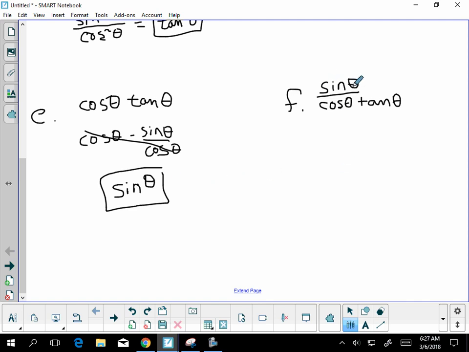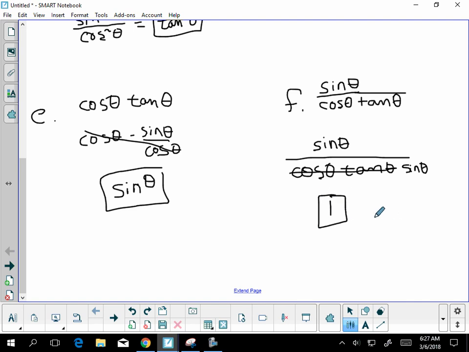For F, you've got sine theta all over cosine theta tangent theta. So let's go ahead and write that as sine theta. Leave that one alone. I'm going to leave my cosine alone. And if I'd been thinking, I would have realized from the previous problem, cosine theta tangent theta is just sine theta. So I'm not even going to do the work on that one. I'm just going to cross it off. If you want to see the work on that, look at letter E, which is anything divided by itself, then is just 1.